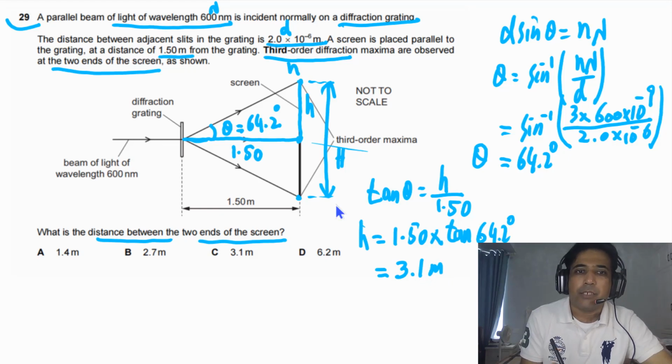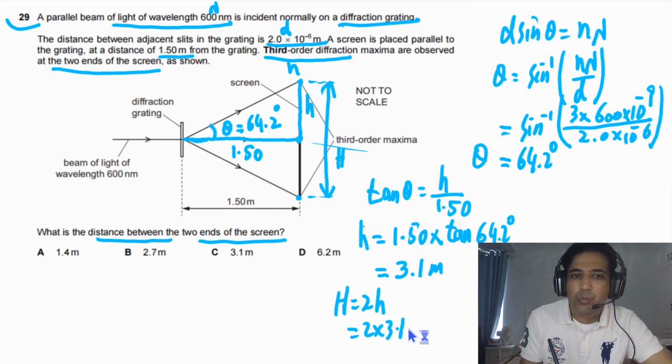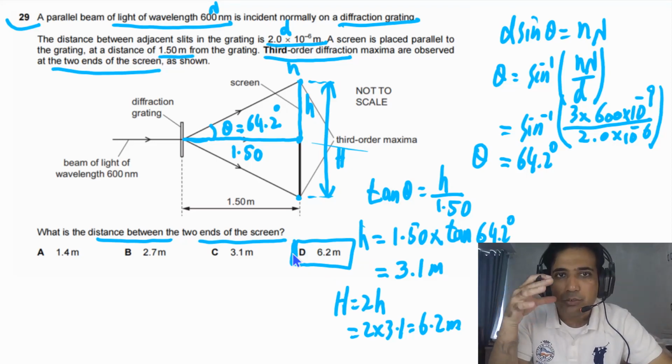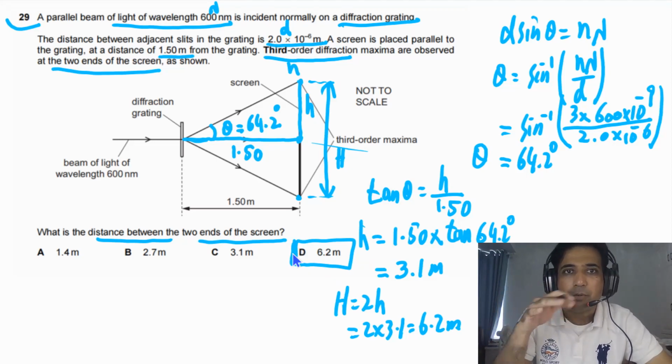If we solve this one, we will get 3.1 meters. So this is the value of small h, but we need to find out capital H, that is equal to 2 times h. So 2 times 3.1, we will get 6.2 up to 2 SF. So the answer for this question has to be D. A nice question. This is how you can approach diffraction grating problems.